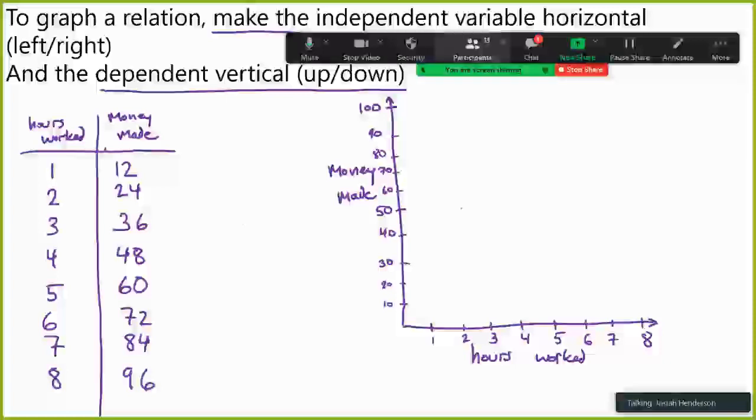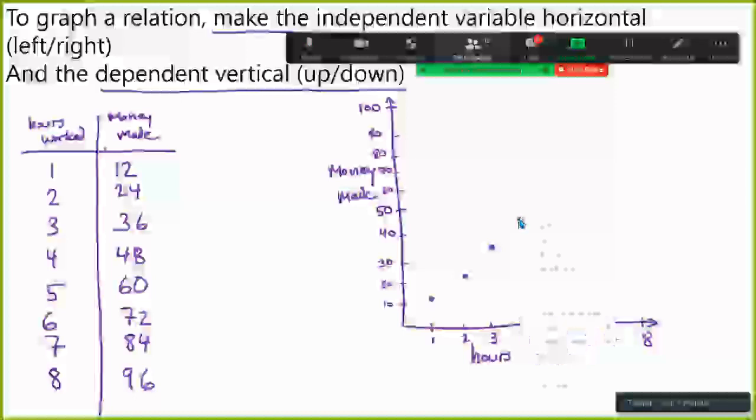And now we can, one entry at a time, find where those live on the graph and see if we can connect them. So for 1 hour worked, it should be up to 12 on money made. So over 1 up to 12, that's about right here. 2 hours worked should go up to 24 for money made. 3 hours, 36. 4 hours, 48, and just down the line.